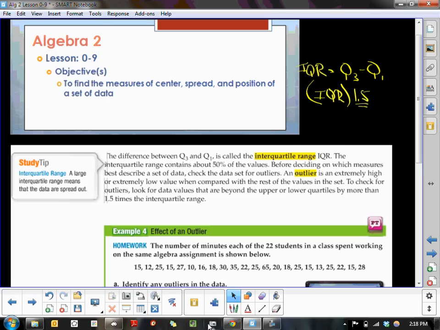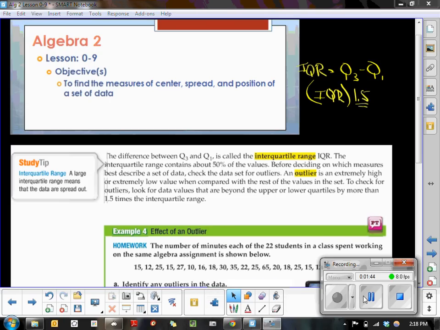Okay, so what I'm going to do is plug these numbers in the calculator, and I'm going to come right back and we're going to finish this problem. So hold on.